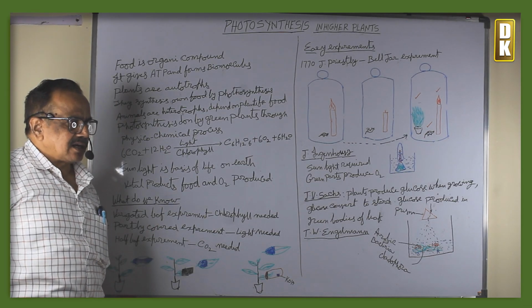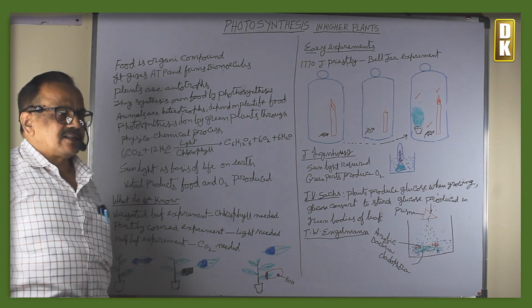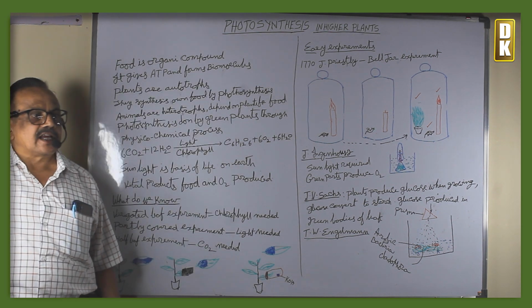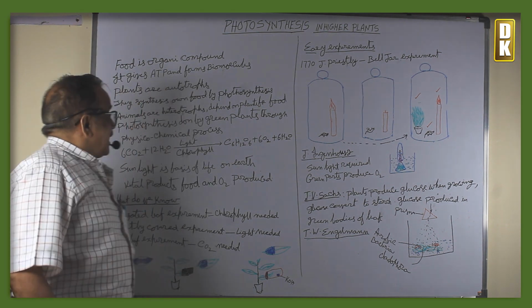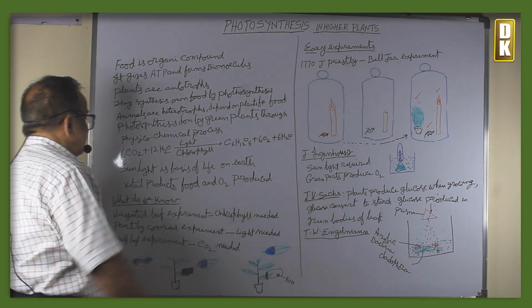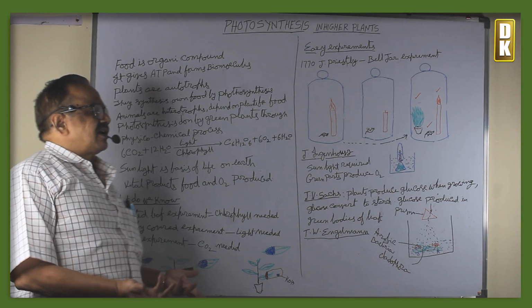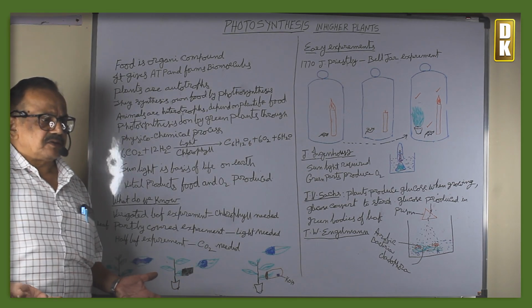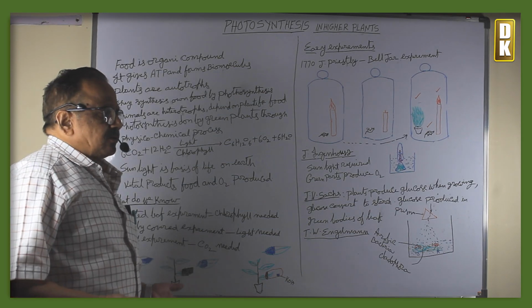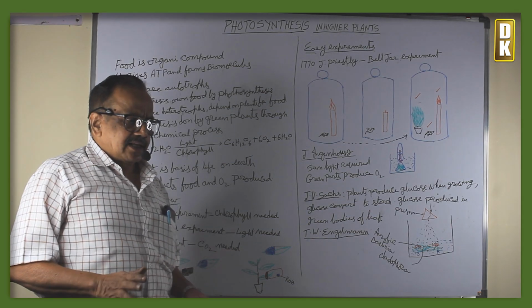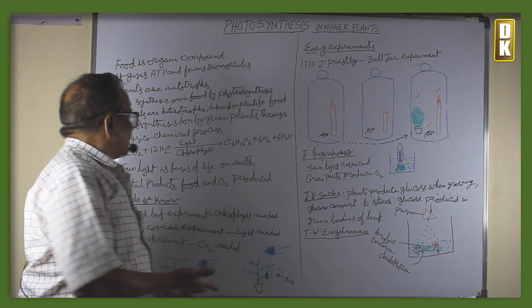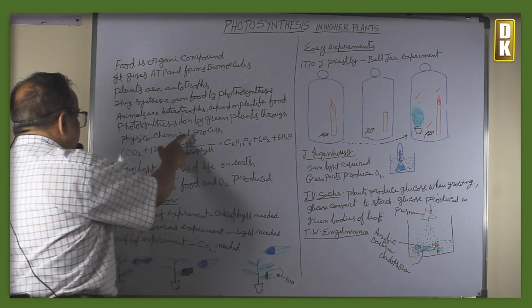Physico means here the sunlight. It is the physical energy which is coming in the nature, and it will be converted into the chemical energy. The chemical energy is nothing, it is sugars, which is the food material. So it is preparing the food material through the sunlight. That is called the physicochemical process.